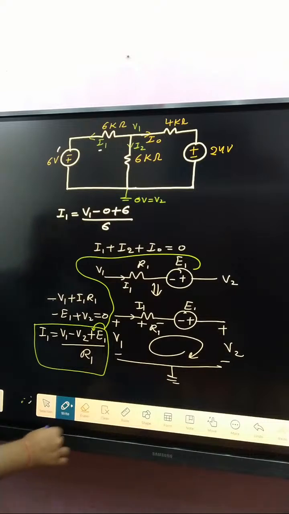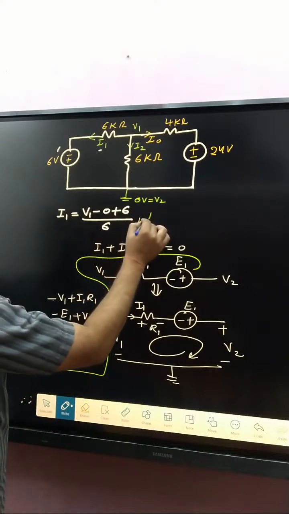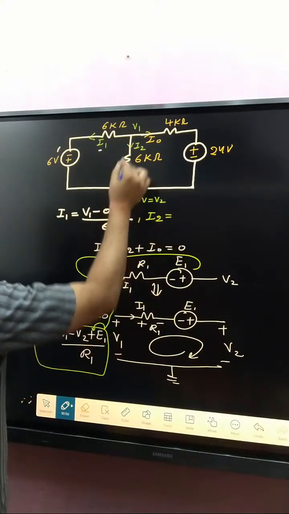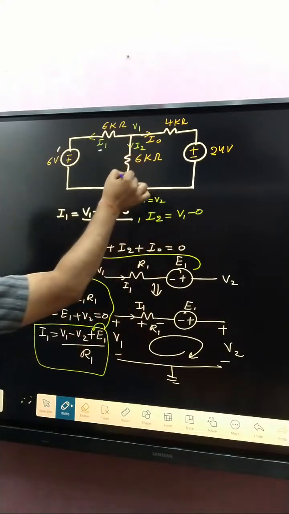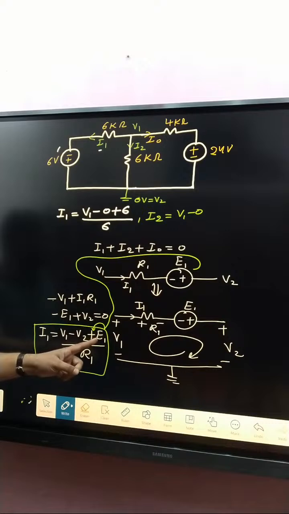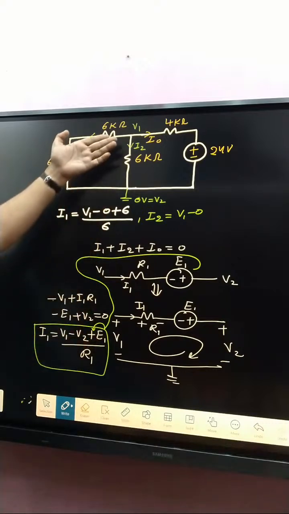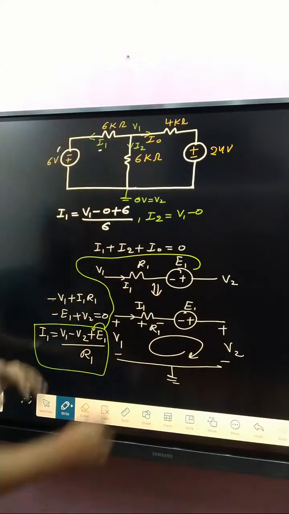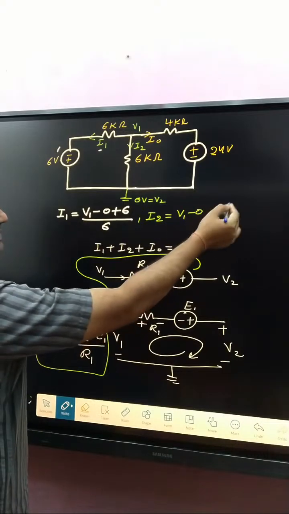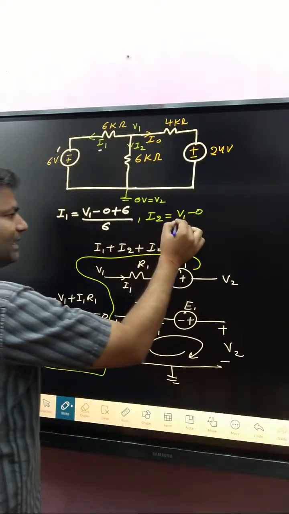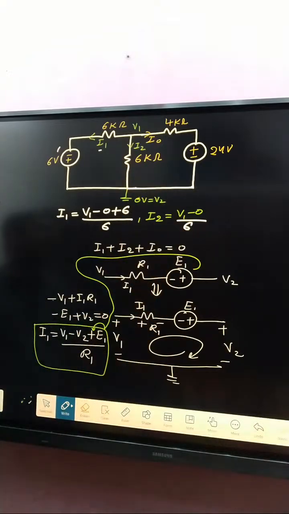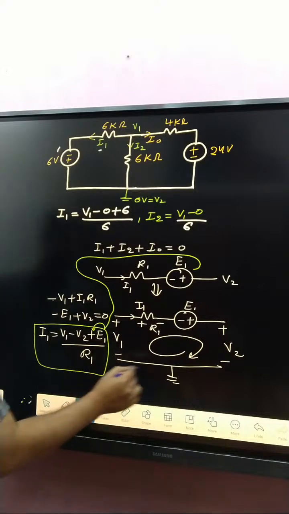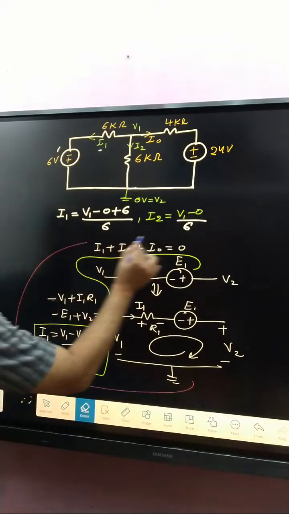Okay. And what about I2? I2 is V1 minus 0. No source is connected between these two, so simply don't write anything, otherwise plus 0 or minus 0. Divide by how much resistance? That is 6. Clear? If anyone faces a doubt, tell me, so I can remove it.